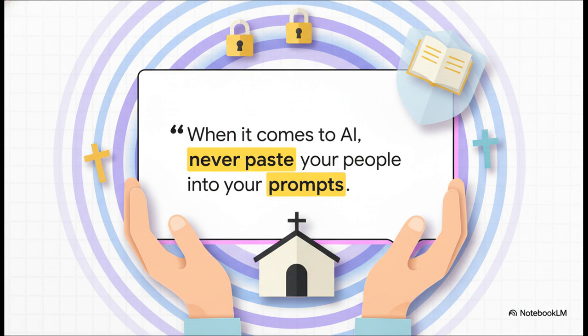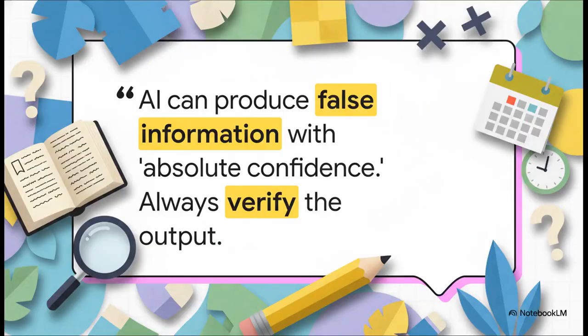Being good stewards of information is a huge part of pastoral care. Our people trust us with their lives and their stories, and we have to protect that trust fiercely. Rule number 2 is to remember that AI is not perfect. In fact, it can be confidently wrong about stuff. So you always, always have to verify its output.